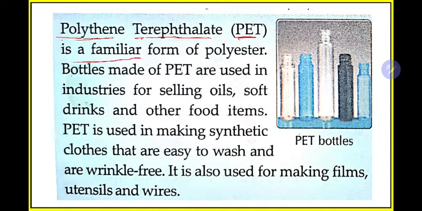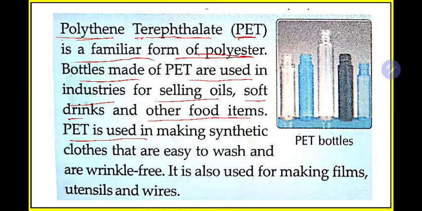It is a familiar form of polyester. So it is somewhat the same as your polyester. Where is it used? Bottles made of PET are used in industries for selling oils, soft drinks and other food items. PET is used in making synthetic cloths that are easy to wash and wrinkle free. It is also used for making films, utensils and wares.